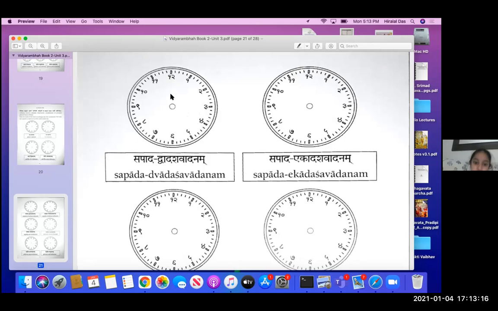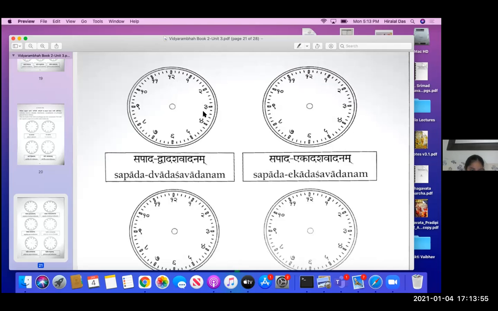So which hand goes to 3? The long hand goes to 3, and the short hand goes near 12. Dvadas is 12. Sapad means 15 minutes past 12. So the short hand is somewhere near 12, not exactly at 12, somewhere here, and the long hand should be at 3. You got the point?